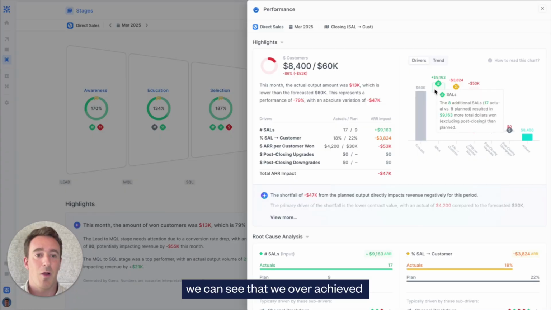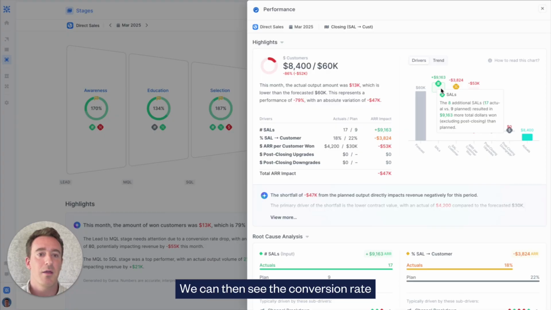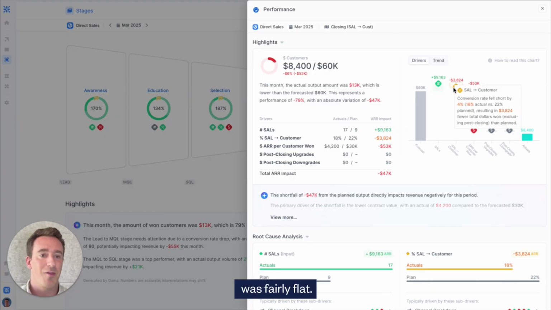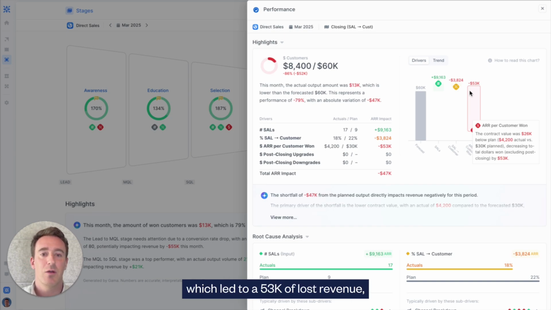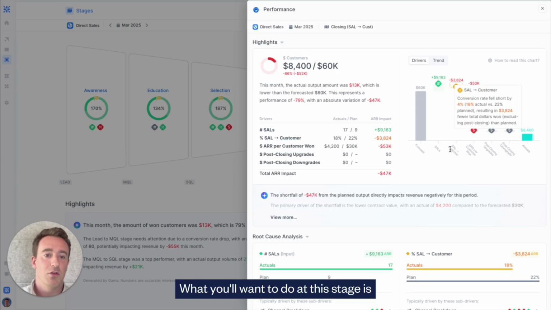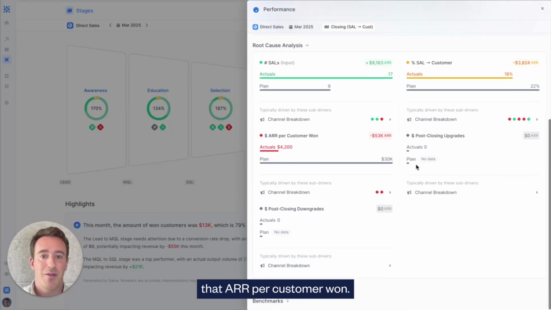We can see that we overachieved on the volume of SALs for an AR impact of 9.1K. We can then see the conversion rate was fairly flat. However, the largest impact by far is that AR per customer one, which led to a 53K of lost revenue, again, assuming that all other variables remain the same. What you'll want to do at this stage is drill down even further and understand that AR per customer one, that was a 53K lost revenue.